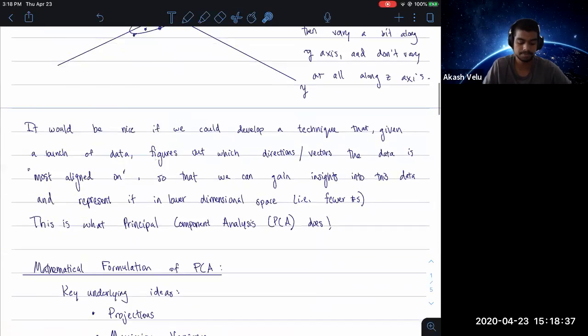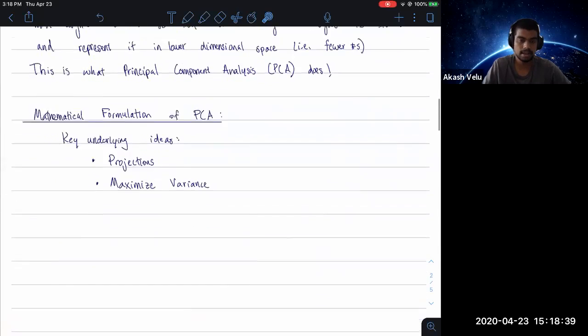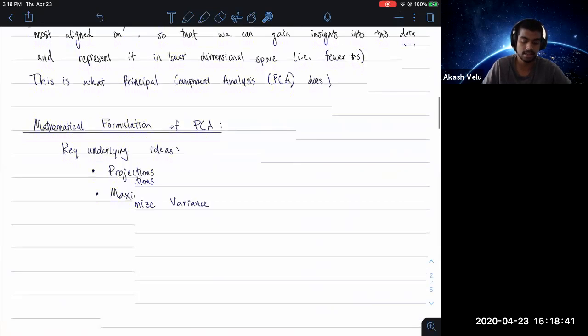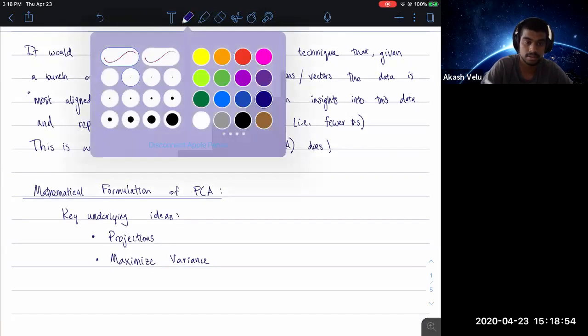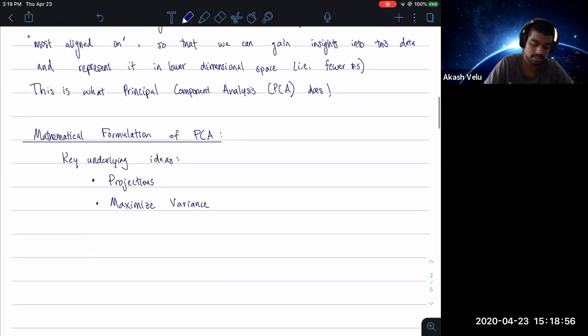So let's do that. The key ideas behind PCA are, 1, projections, and 2, the idea of maximizing variance. Let's review these concepts because they're very important. First is the idea of projections, so a quick recap of projections.